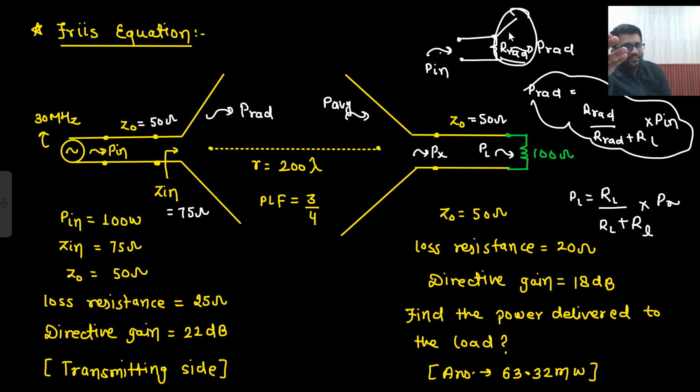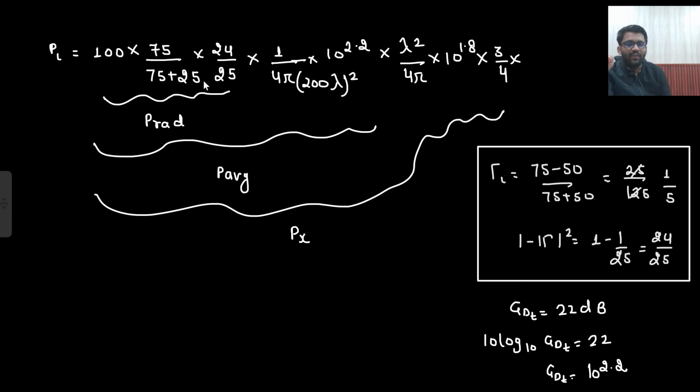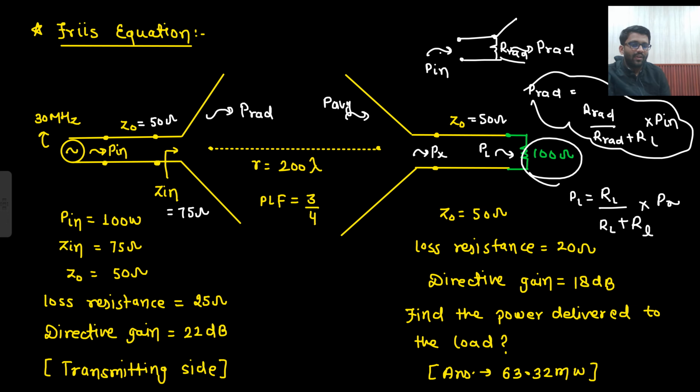Here your antenna was working as a load. Here a 100 ohm resistance is working as a load. We are proceeding only, no? Are you getting this point? What do I need to find? PL now. Previously I replaced my antenna with 75 ohm and then I got this expression. Now the load is already there, 100 ohm. So what will I get? This is not radiation resistance; here it will be load resistance. So 100 upon 100 plus the loss resistance, that is 20. That's it. Are you getting this point or not?